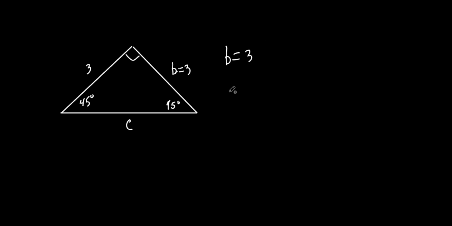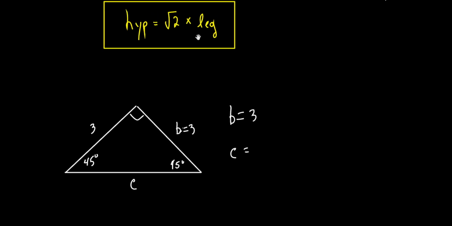B equals 3. C is just about as easy, except you just have to know this. If you know this, then finding C is super easy. C is the hypotenuse, right? How do I find the hypotenuse? What do I do? You got it. You just write 3 times the square root of 2. And that's that. That's the hypotenuse right there. It's 3 times the square root of 2. It's not too bad, is it?